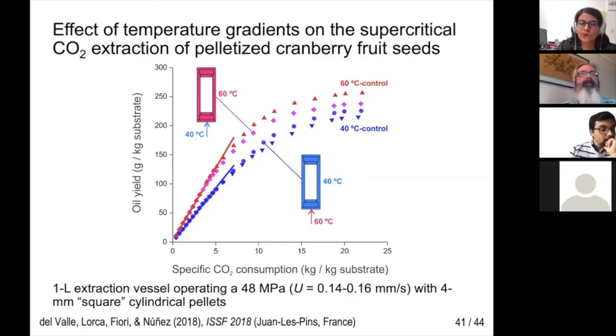Overall, the extraction curves in the presence of temperature gradients were determined more by the initial and vessel wall temperatures than the inlet temperature of the CO2, with small deviations being determined by the latter.